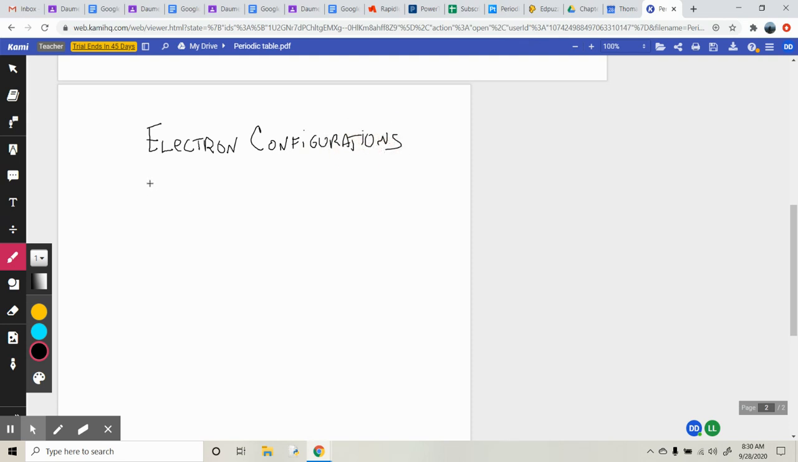And what is an electron configuration? Well, the electron configuration lays out how the electrons are in an atom. So it pretty much gives the layout of electrons in an atom. It tells us how the electrons are leveled by layer and in what orbitals.